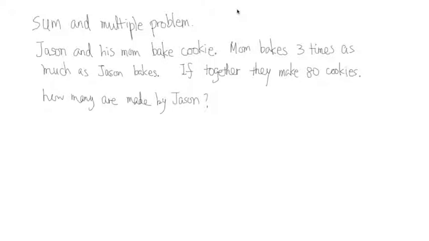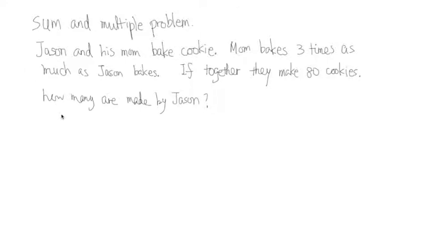In this video, we are going to look at a problem called the sum and multiple problem. So let's look at this example. We have Jason and his mom. They were making cookies. What we know is that the mom bakes three times as much as Jason does. We also know that together they make 80 cookies. The question is, how many cookies are made by Jason?